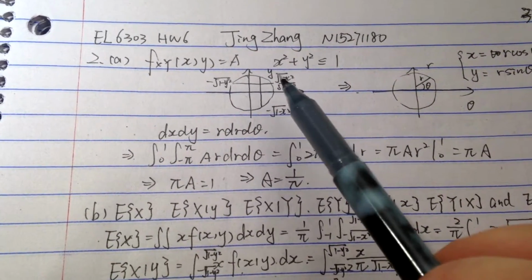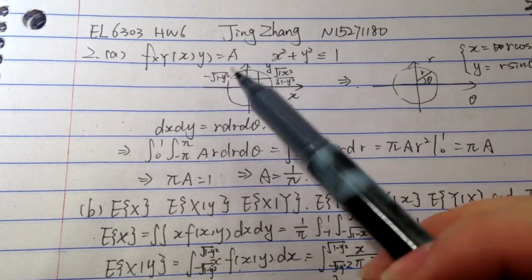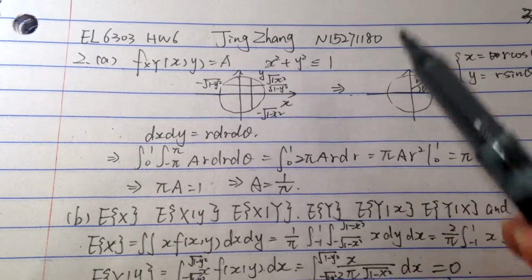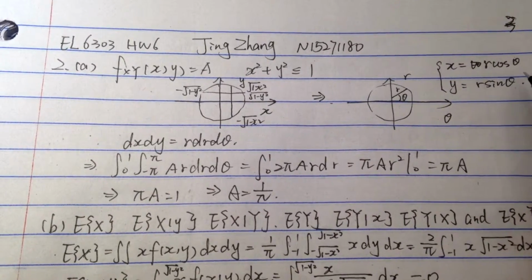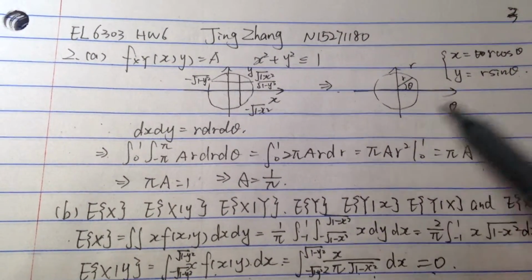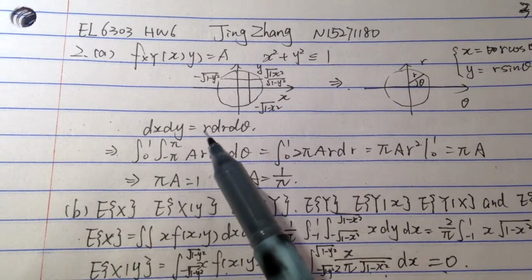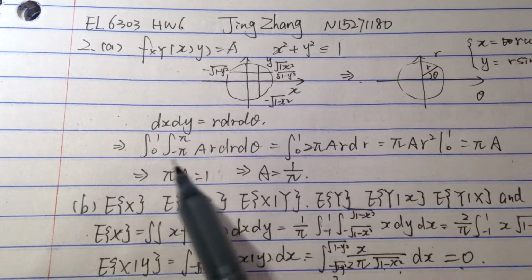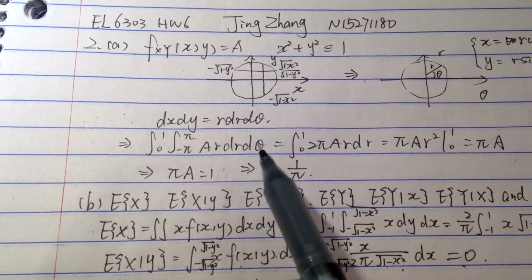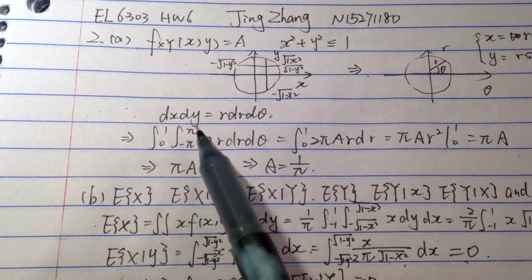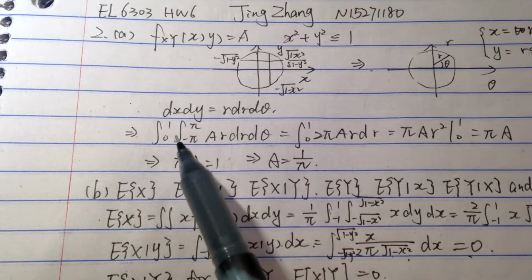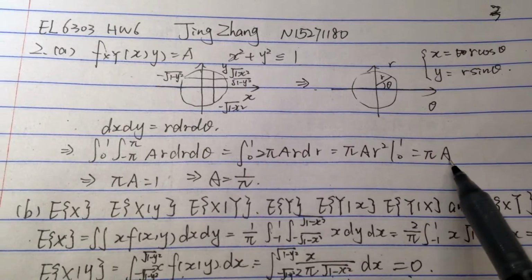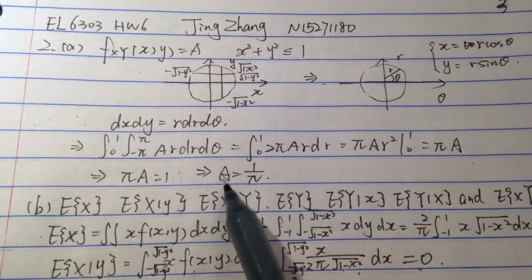So first we draw the diagram of x, y. It's a circle like this. Because it's difficult to integrate, we change x equal to r cosine theta and y equal to r sine theta, so dx dy equal to r dr d theta. Then the integral of f(x,y) equals the integral of a r dr d theta, with theta between minus pi to pi, and r between 0 to 1. After calculation, we get pi a. Pi a should be equal to 1, then a equals 1 over pi.